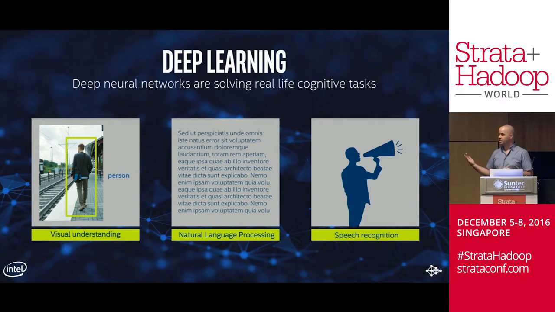So imagine, for example, the autonomous car industry. You walk into a car, you talk to the car, you tell the car where you want to go. The car analyzes your voice, analyzes the text itself and is able to look at the environment and drive around. And most of the technology around this is deep learning.